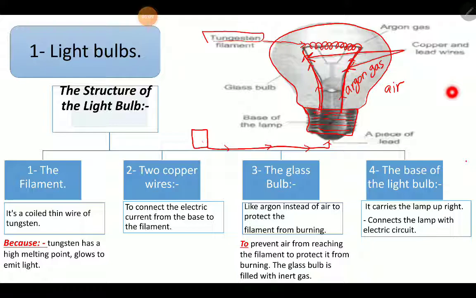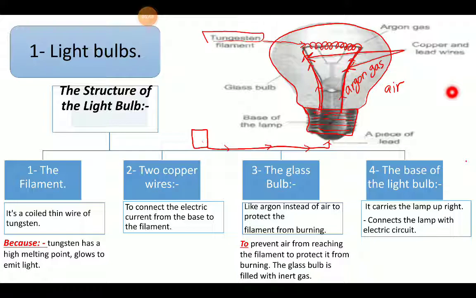So again, the glass bulb prevents air from reaching the filament to protect it from burning. It contains one type of inert gas, which is argon gas, instead of air. So, what is an inert gas? Inert gases are inactive gases that don't burn and don't help in burning. So argon gas doesn't burn and doesn't help in burning.